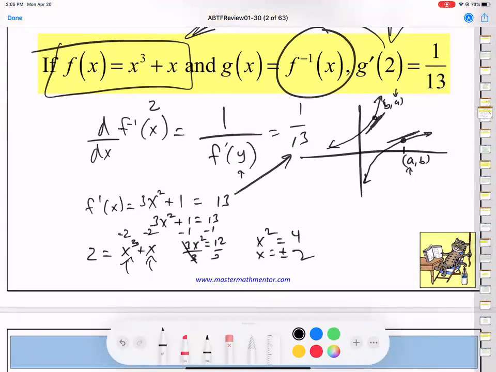If I plug in negative 2, that's negative 8 minus 2, which is not 2. If I plug in positive 2, 8 plus 2 is not 2. The answer is false. That's what I'm getting.